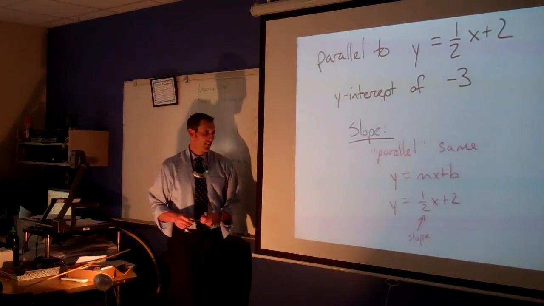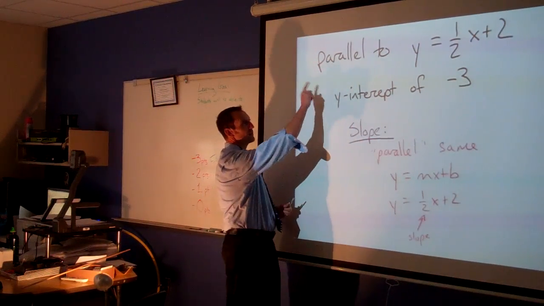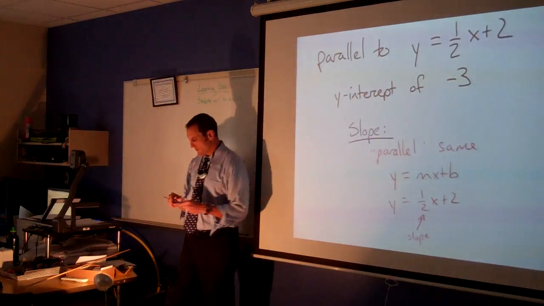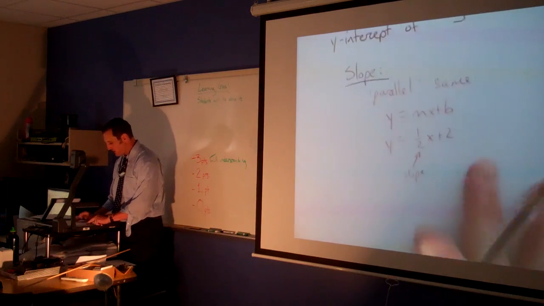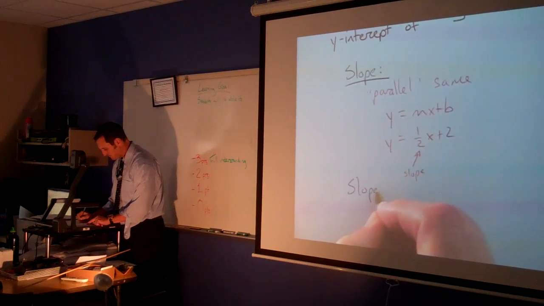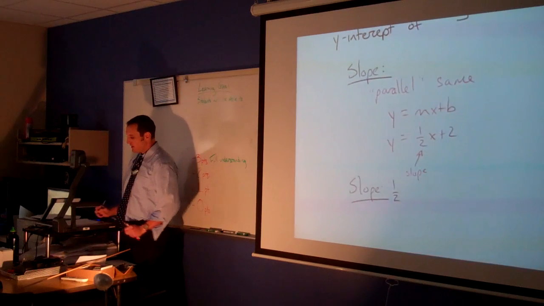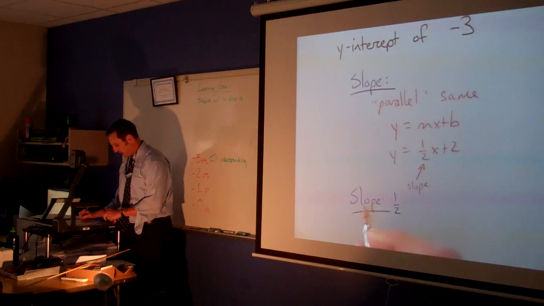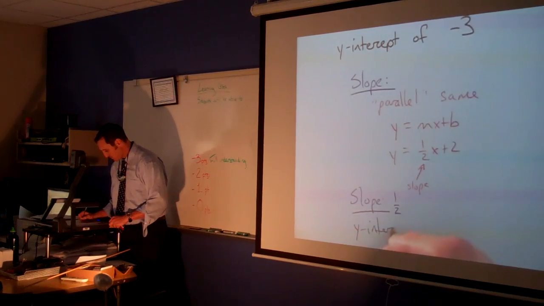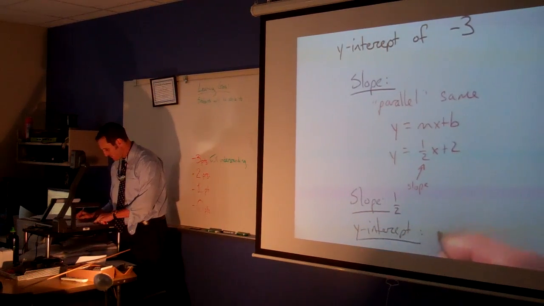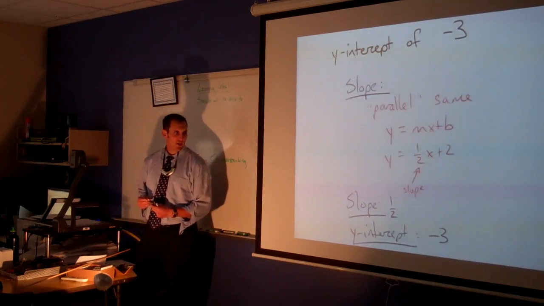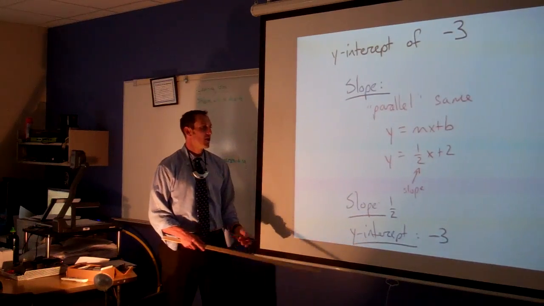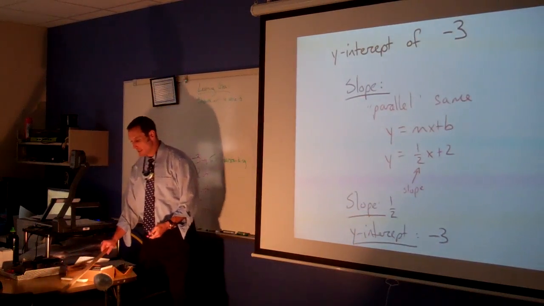So we have to do all of this thinking. Parallel to this equation, the slope of this equation is 1/2. And since we're dealing with the same slope, the slope we need is 1/2. The other piece of information that we have is the y-intercept is -3. So to write an equation, we now have the information that we need, a slope and a y-intercept. We can now write the equation.